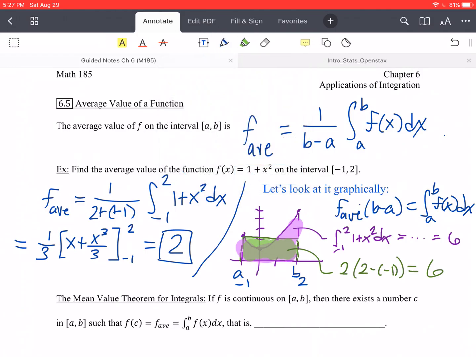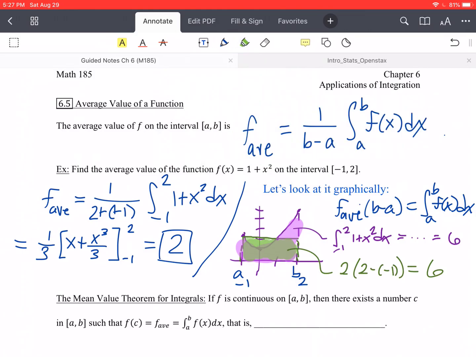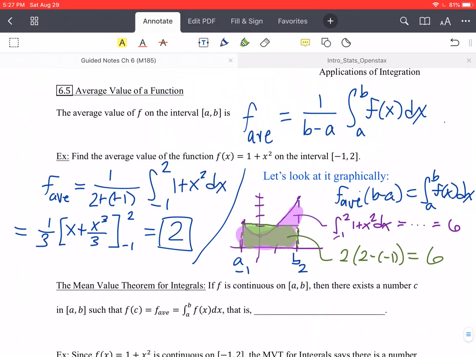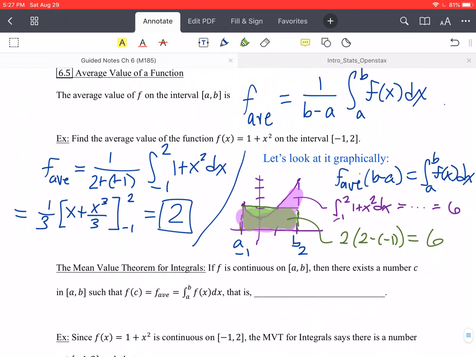Okay, so this is why we can find the average value using this formula. With this specific example, we just verified that it gives us what we're looking for, because they have this relationship. Now being able to find the average value is all well and good, but we're actually going to be using this in a new theorem, and this is the mean value theorem for integrals.